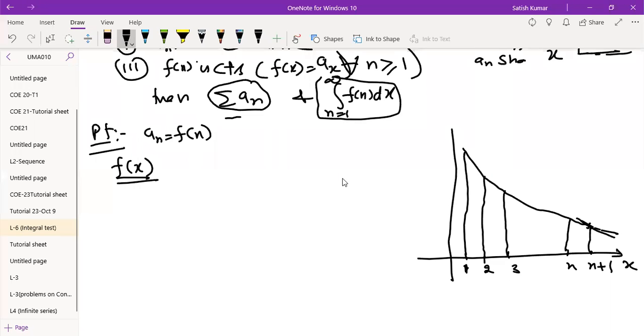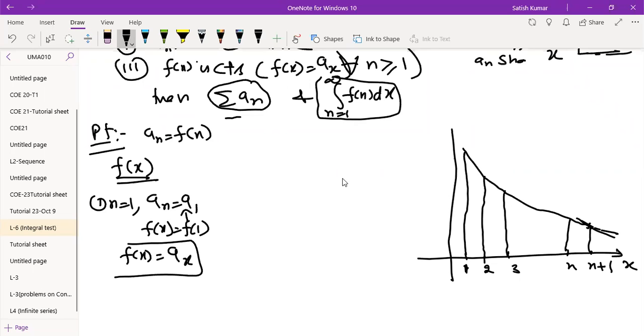Now for n equal to 1, a_n is a1 or f(x) is f(1). So both are the same. Whether I'm writing a1 or f(1), both have the same meaning. So at 1, this value is this whole height. This height is given by f(1), and f(1) is nothing but a1. So f(x) or a(x), same meaning, f and a. This one is a1. For 2, it is a2. For 3, it is a3, and for n, it is a_n. So the whole proof is just to consider this graph in two ways. There are two interpretations of the same graph, and from those two interpretations you can find this proof.